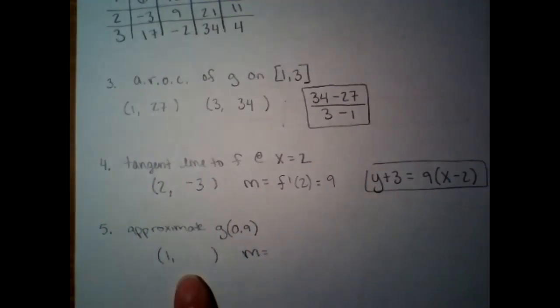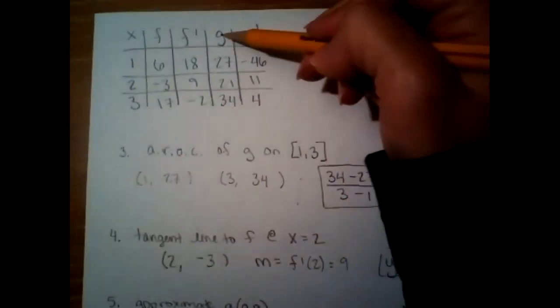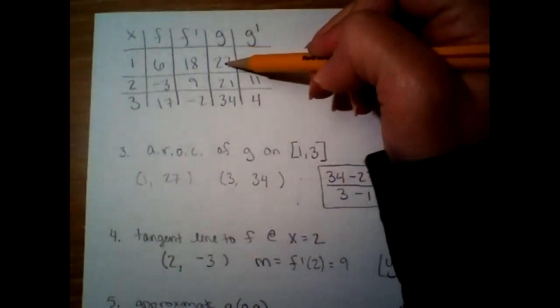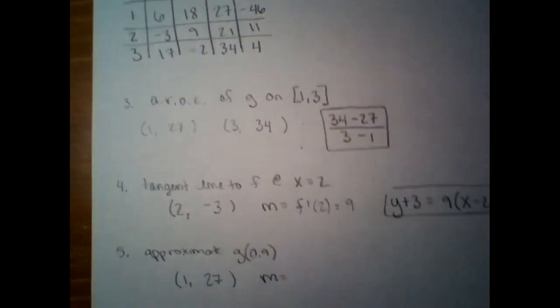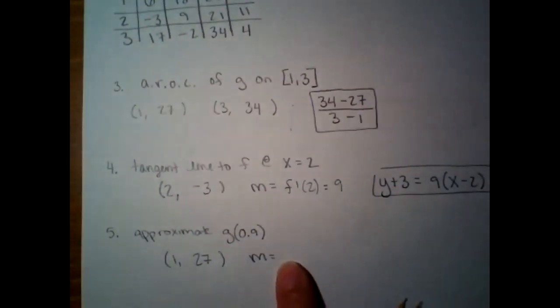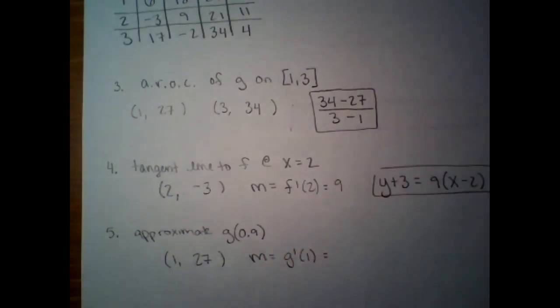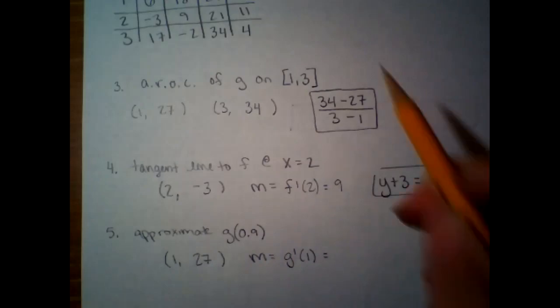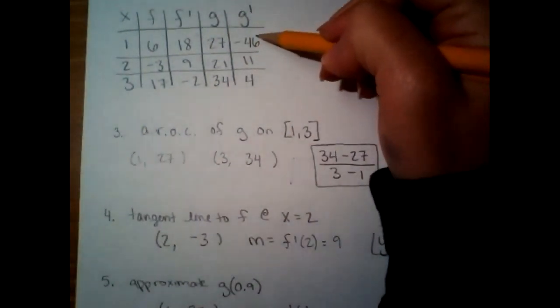So we need a point and a slope. We're going to write the equation at 1, and this is function g. So the point is going to be g of 1. So here's the g column. G of 1 is 27. And then slope comes from the derivative. So this will be g prime of 1. And so here is the g prime column. G prime of 1 is -46.